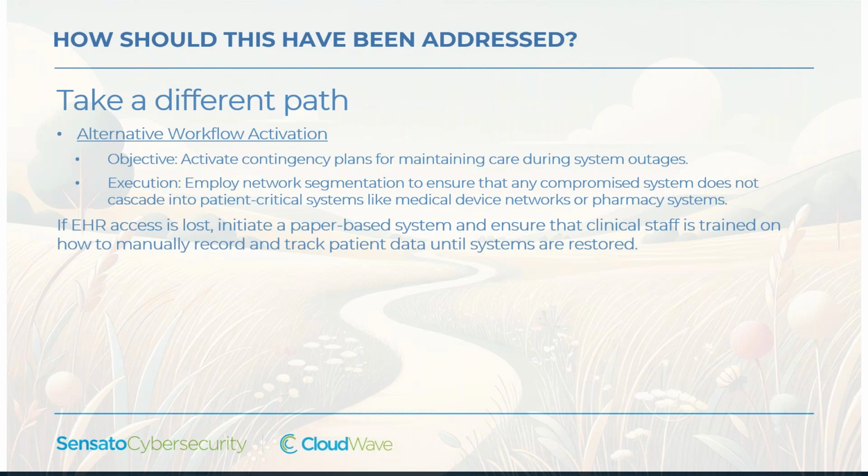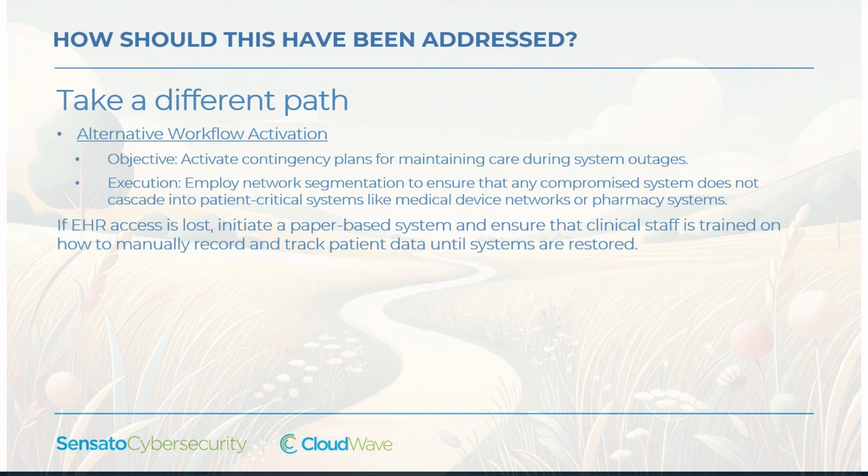Alternative workflow actions, take a different path. If for some reason you have an outage that is causing a major disruption, maybe you need to activate a contingency plan here for maintaining care during that particular outage. Maybe it's a slowdown. Instead of actually discussing it as a slowdown, maybe you go to those offline procedures, if you will, right away.